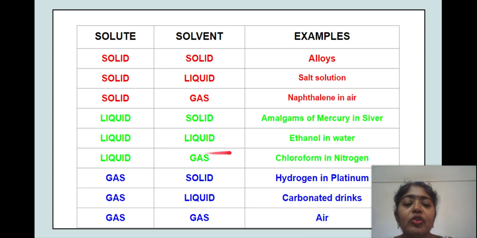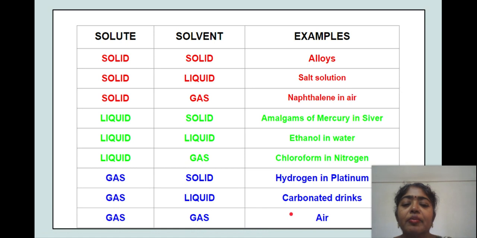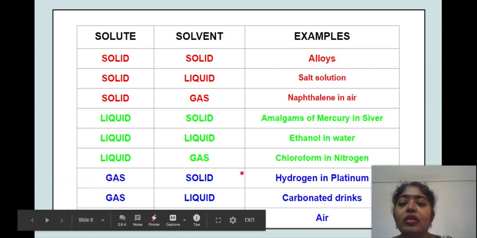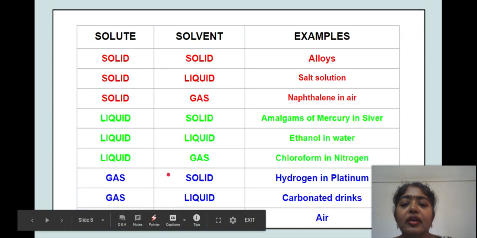Liquid in gas, we have chloroform in nitrogen. For gas in solid, we have hydrogen in platinum, that is your adsorption process. Gas in liquid, we have all the carbonated drinks, that is the carbon dioxide dissolved in water. And lastly, we have the gas in gas, that is air, which is present all around us. It's a mixture of so many different gases. But students, we'll be mainly focusing on two main types of binary solutions. One, the solid in liquid type of solution, and second, the gas in liquid type of solutions.